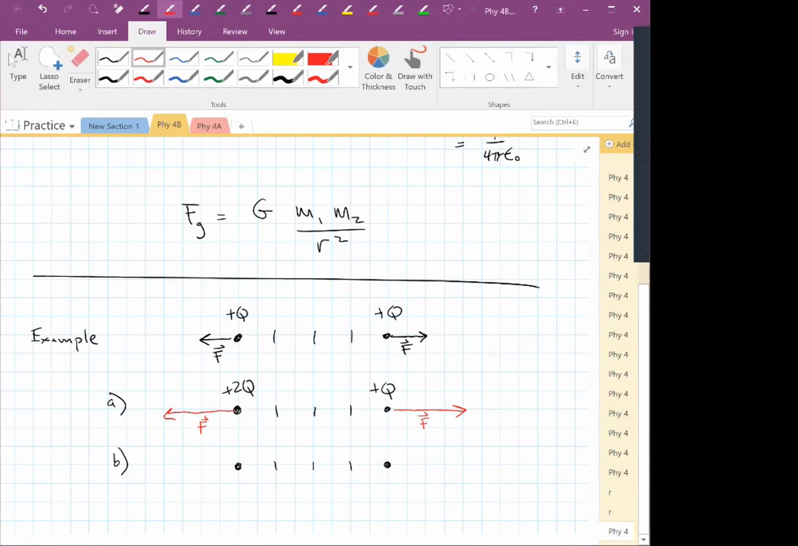Okay, let's do this one. I'll make it minus 2q and plus q. Go ahead and draw in the forces there. So in this case, the magnitude of the forces are going to be the same, right? Nothing's changed in terms of the magnitudes, but the direction has changed now. These are going to be attractive forces. So here's the force on the one on the left, and here's the force on the one on the right.